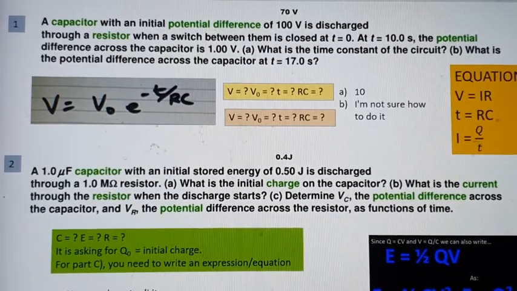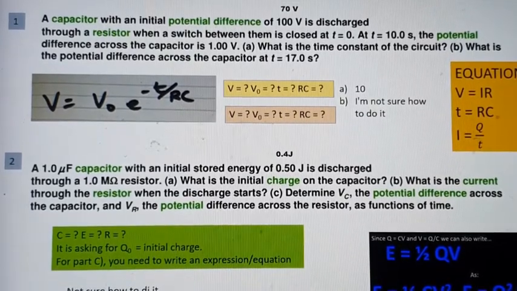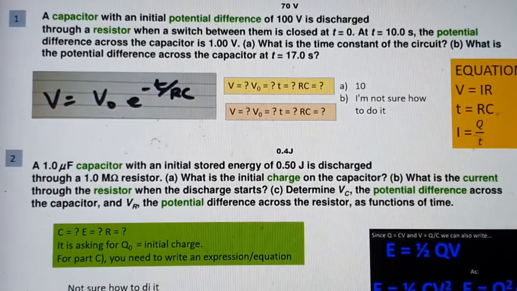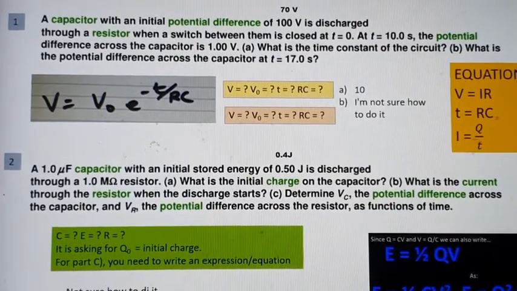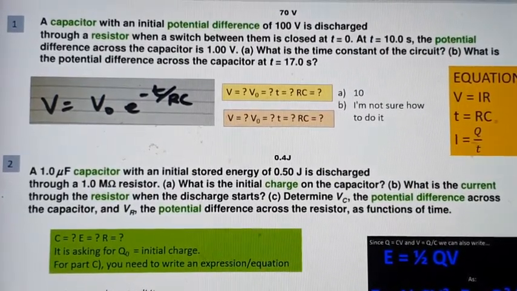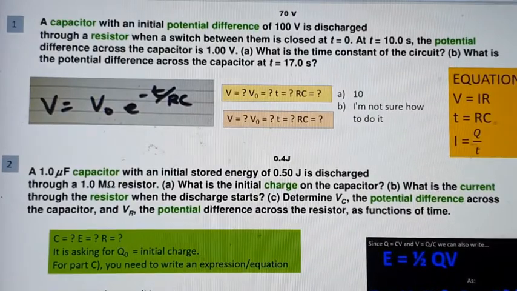Okay, and the next part of the question: you have a 1.0 microfarad capacitor with an initial stored energy of 0.5 joules, discharged through a 1 mega ohm resistor. What is the initial charge on the capacitor? Now, on the right hand side, you're given E equals half QV. So 0.5, you know that's the energy, and it's equal to half QV.